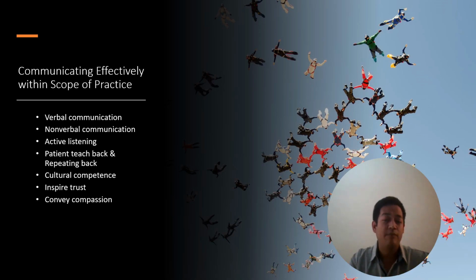Now, how do we communicate effectively within our scope of practice to both patients, families, and other team members? First and foremost, verbal communication. It should encourage patients and families to communicate by using open questions. Use first names or preferred names with patients and family. Speak in clear, complete sentences without jargon.